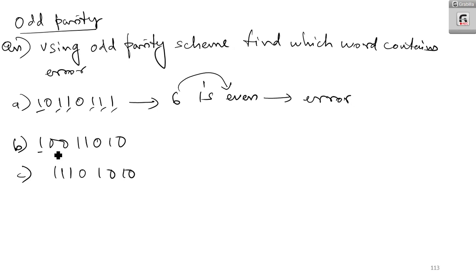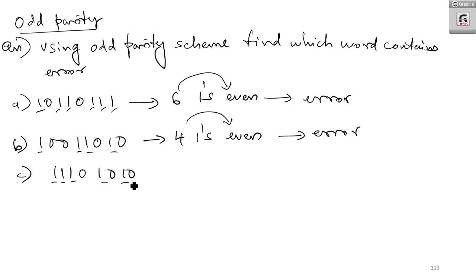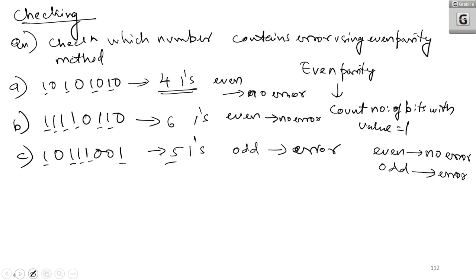Again, here 1, 2, 3, 4. It is 4 ones. That means this 4 is an even number. According to odd parity, you should have odd numbers. So if it is even, means that data is also errorful. Here 1, 2, 3, 4, 5. That means there are 5 ones. That is odd. Therefore, that is the only data which is having no error. Okay. Hope you have understood the parity method.